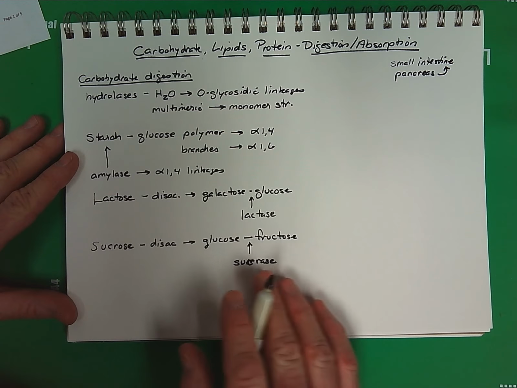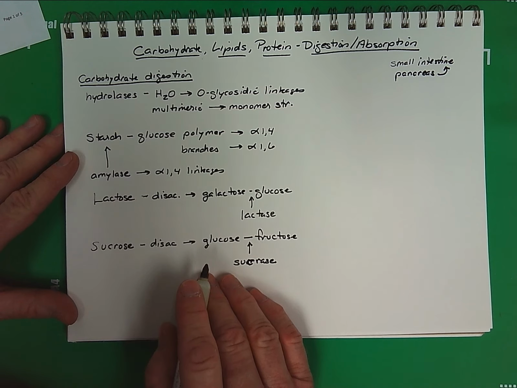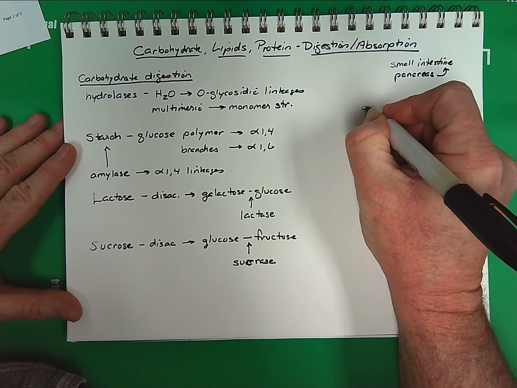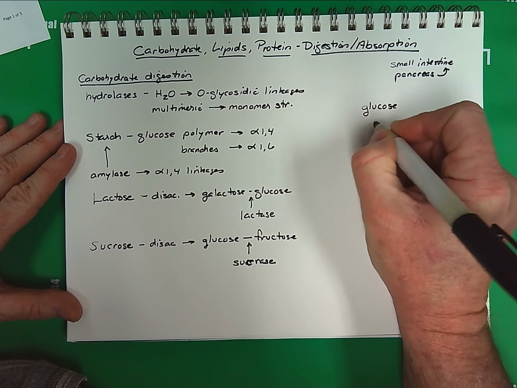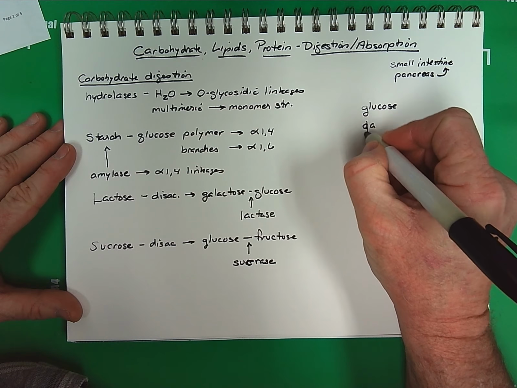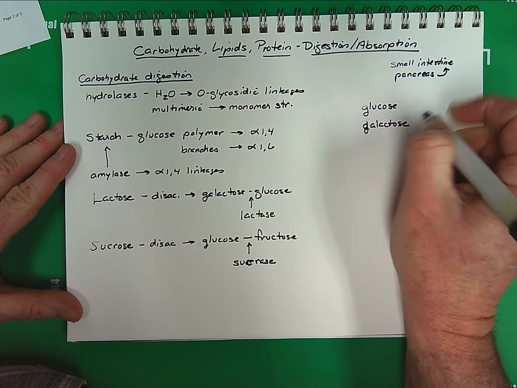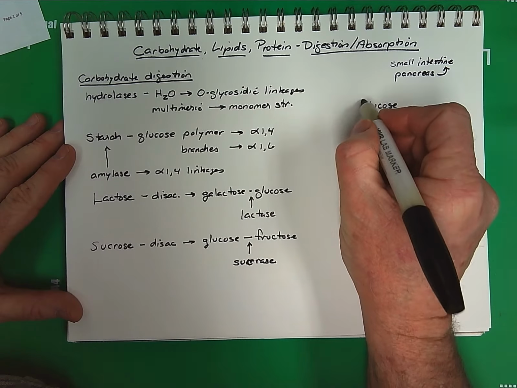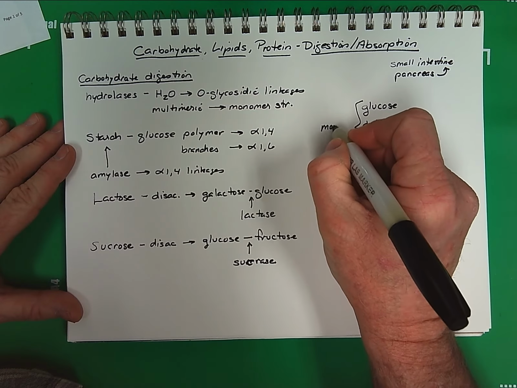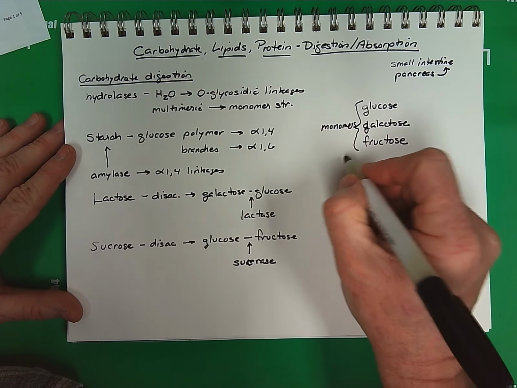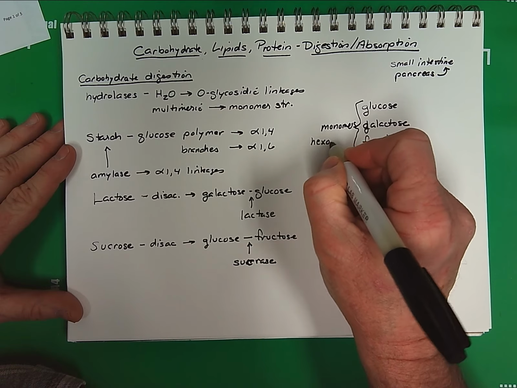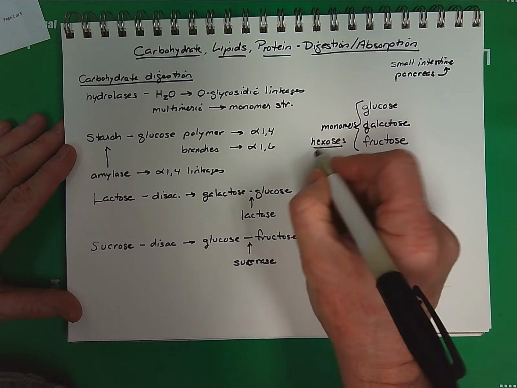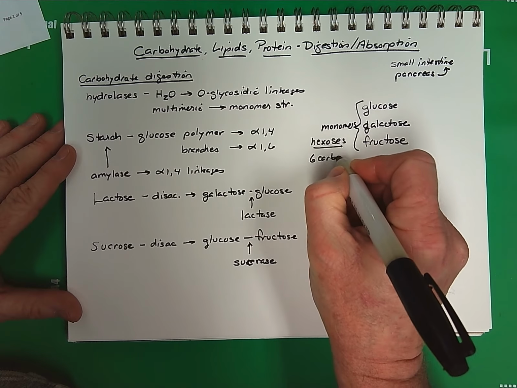Now, once these components are released, we will now have the monomeric units that compose the majority of the carbohydrates in our diet. This being, of course, glucose, galactose, and fructose. These are all monomers. Recall the nomenclature that these are all hexoses. All three of these carbohydrates have 6 carbon backbone structures.